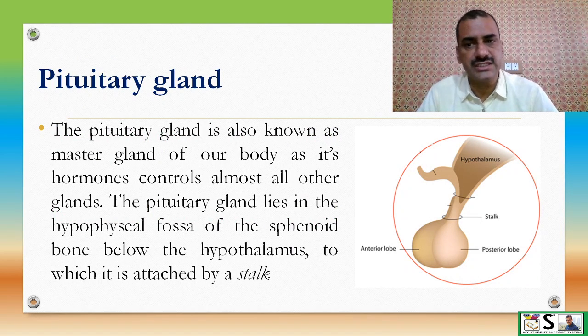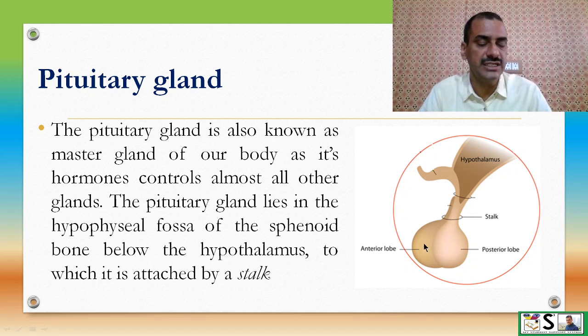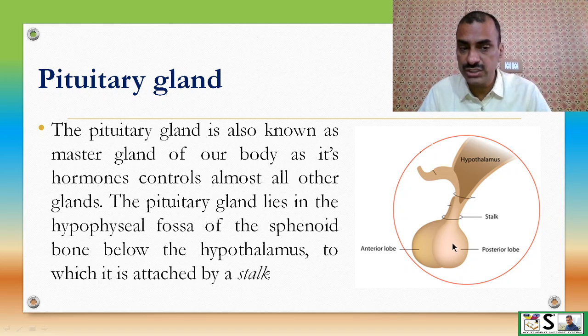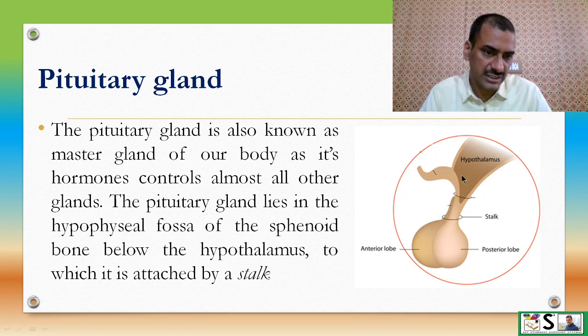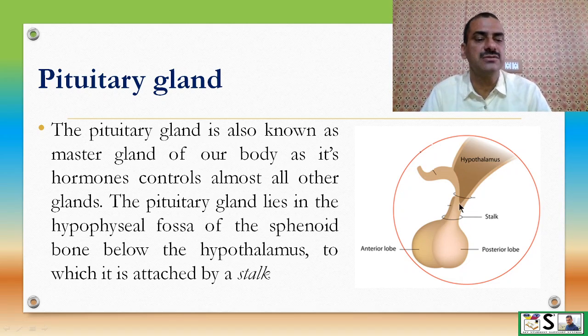Now we will discuss the pituitary gland. The pituitary gland, also known as the master gland of our body, as its hormones control almost all other glands. The pituitary gland lies in the hypophyseal fossa of the sphenoid bone below the hypothalamus and is connected to the hypothalamus by a stalk. Here you can see the anterior lobe of the pituitary, the posterior lobe of the pituitary. This is the hypothalamus and it is attached by a stalk.